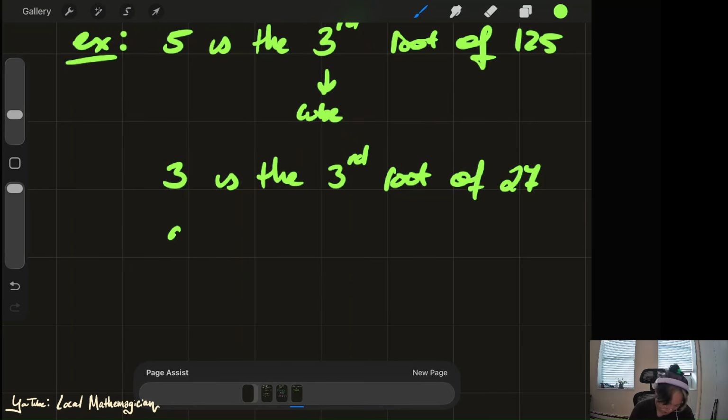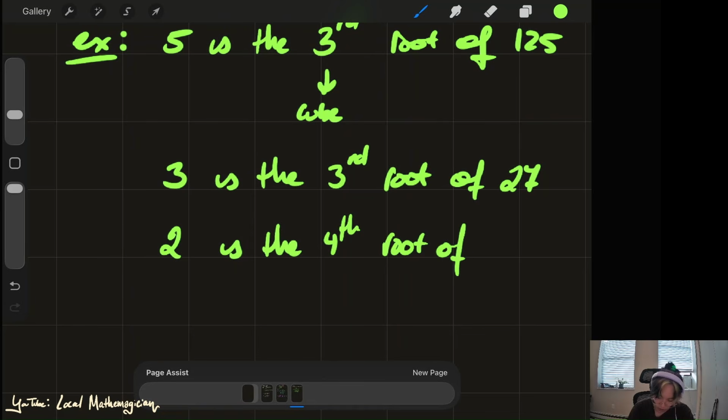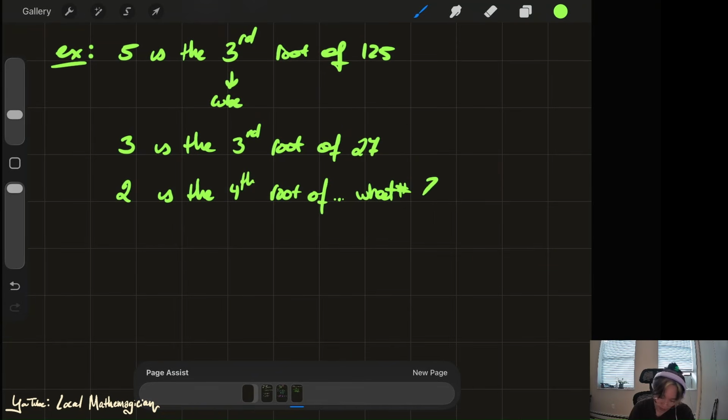No. 2 is the fourth root of what number? Okay? I want you to tell me that on Gradescope.